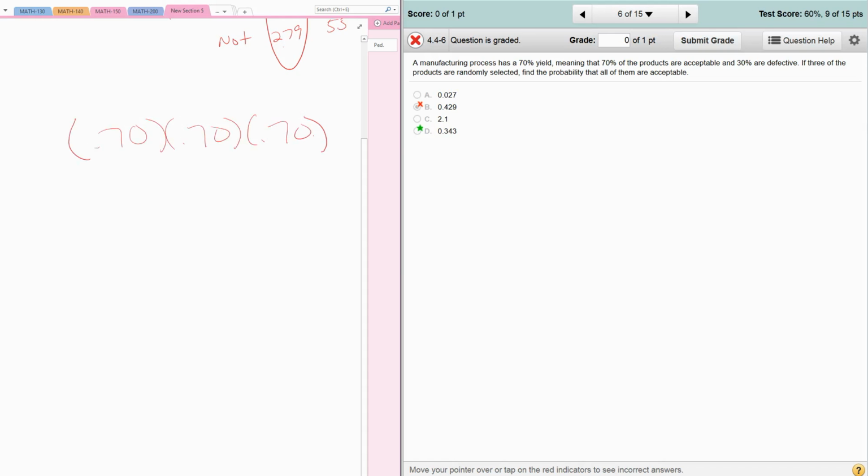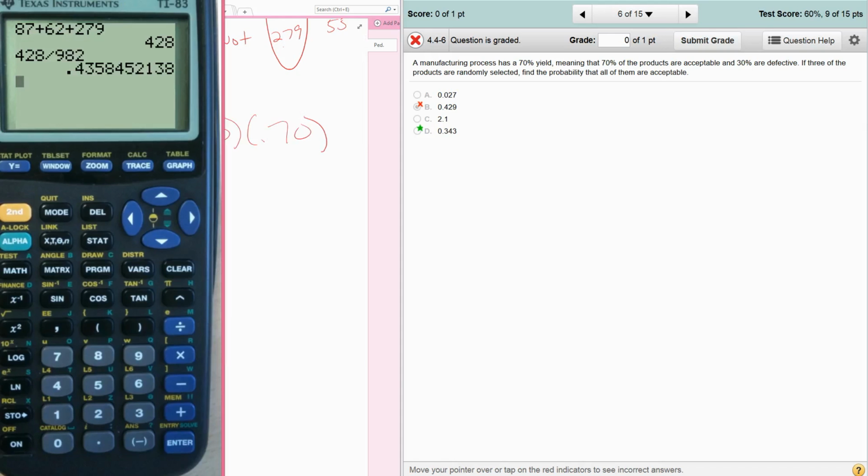The zeros behind them don't matter, but in our calculator we can take 0.7, 0.70, 0.70, and we get 0.343.